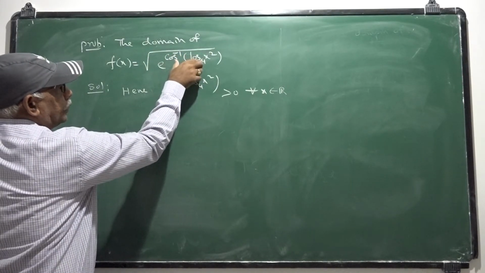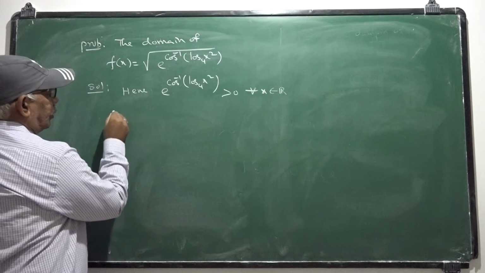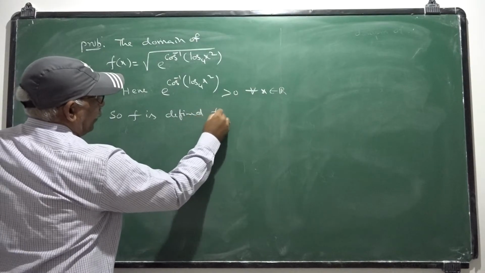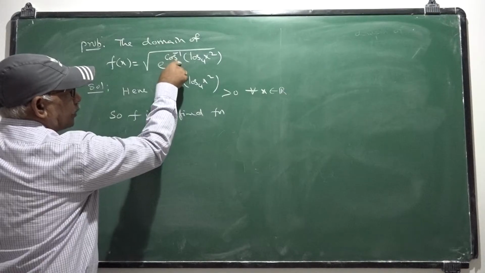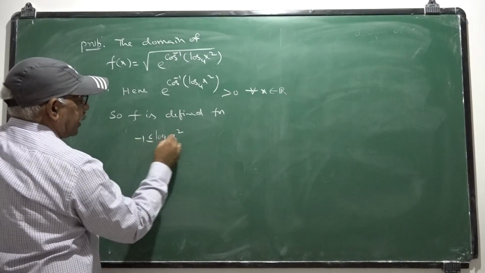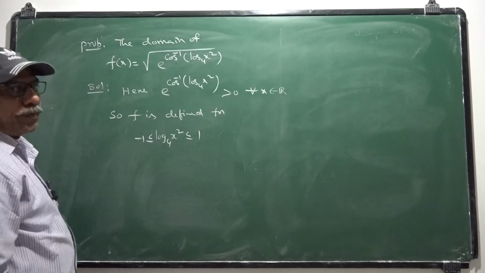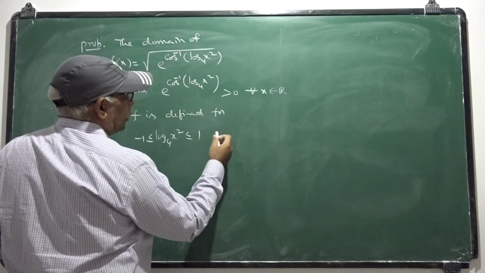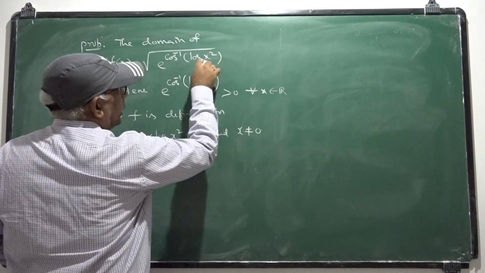Let us observe where this inverse function is defined. So f is defined for this inverse function to exist, once log x square to the base 4 lies between -1 and 1. X square is clearly positive, so the logarithm is defined, and x not equal to 0. X cannot be 0 because log 0 is not defined.